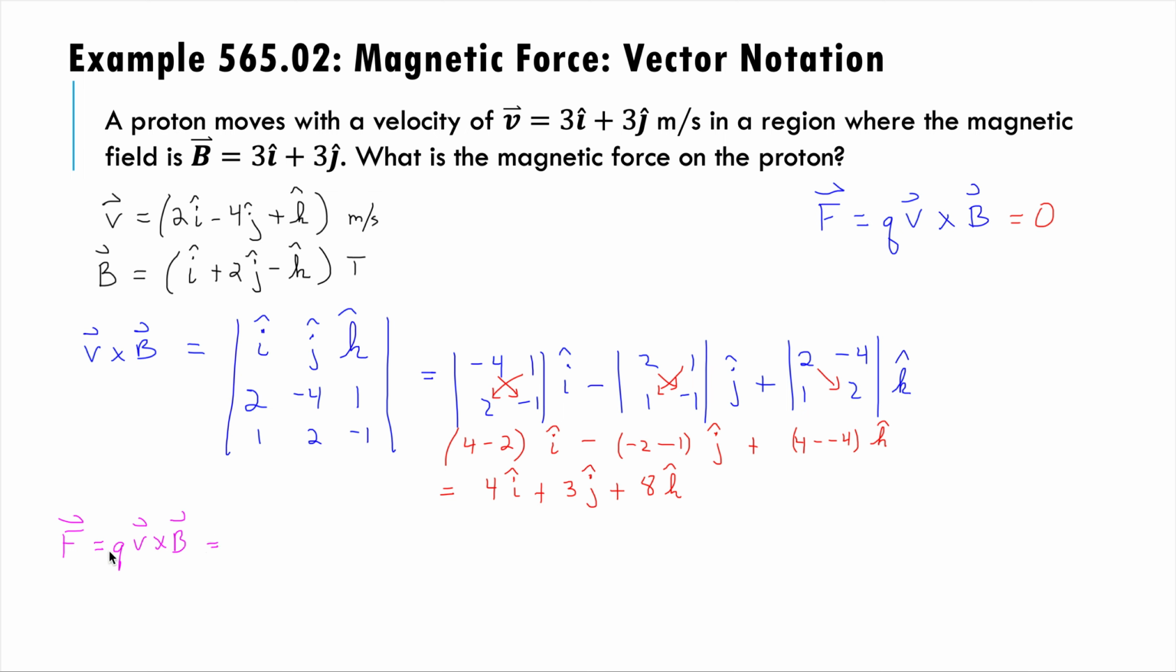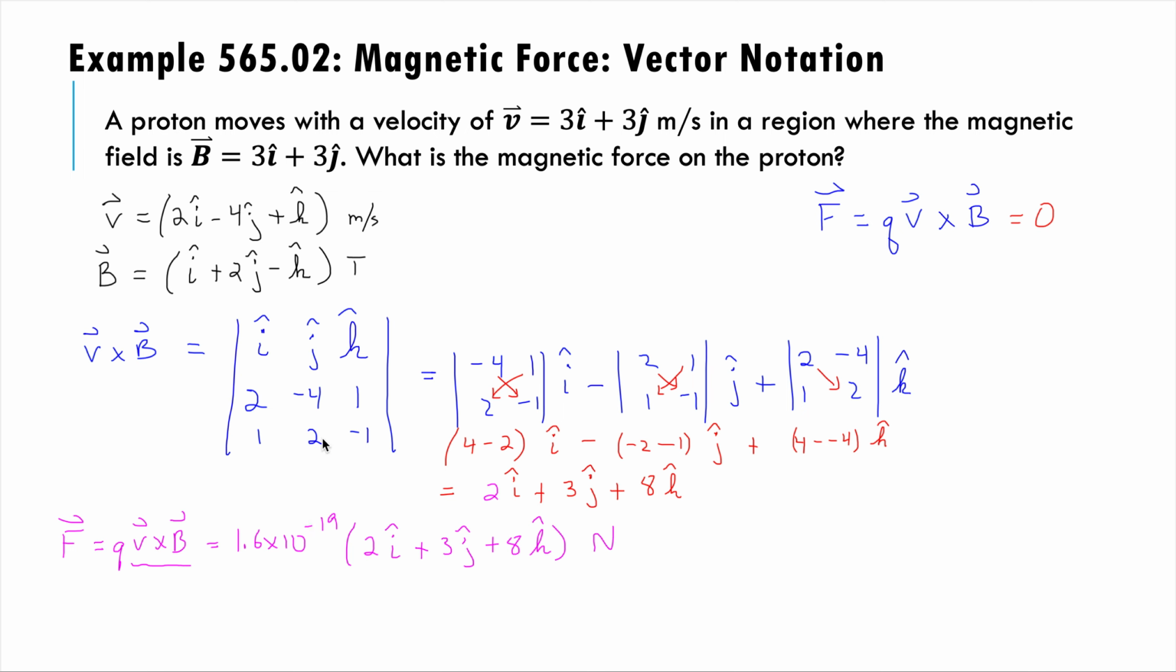So we can plug in the charge of the proton, which is 1.6 times 10 to the negative 19 coulombs, and then we can just multiply it by the cross product that we just found here. 4, and this is supposed to be 2, not 4. 4 minus 2 is 2. That was a little typo there. 2i plus 3j plus 8k. So this is the force, it's in newtons. We have a direction, so we have a vector. So this is a good final answer.